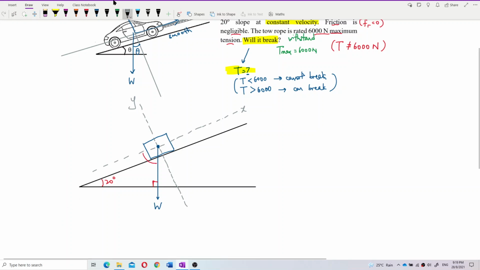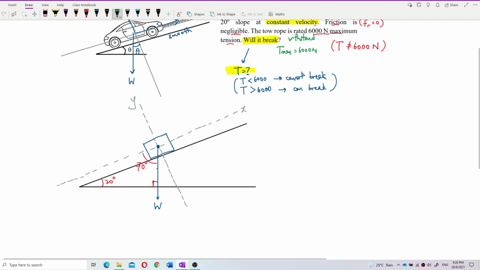Just make the line. This x-axis is parallel to the surface. So what is this angle? You can think that this is the right angle triangle with 90 degrees over here. So this angle should be 90 minus 20. So this one should be 70 degrees, isn't it? This angle should be 70 degrees between the weight and the x-axis.